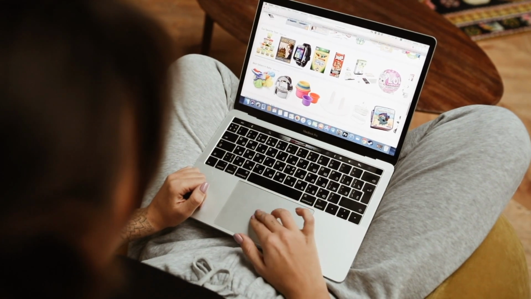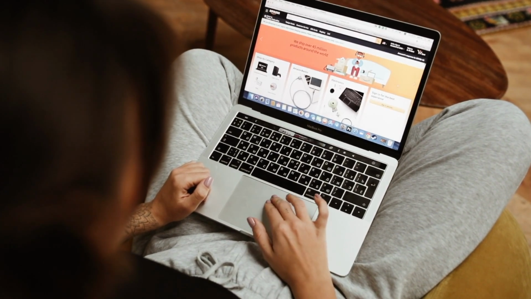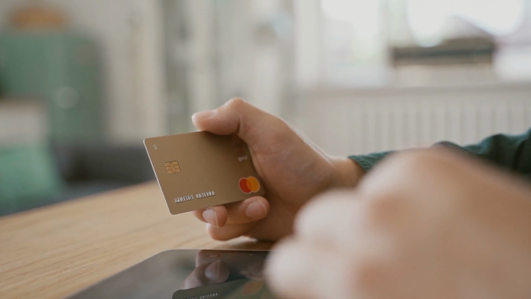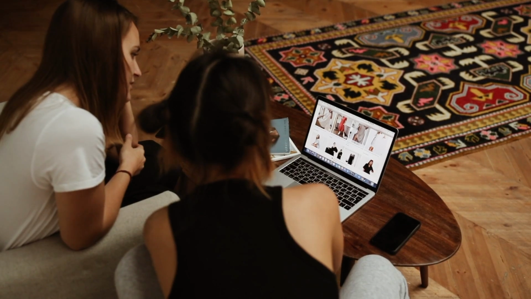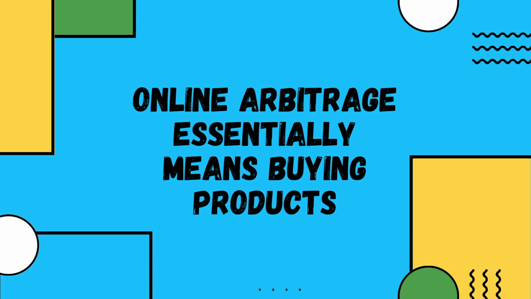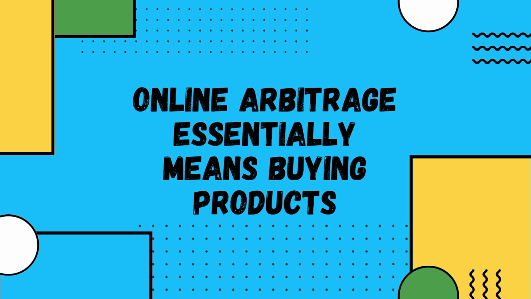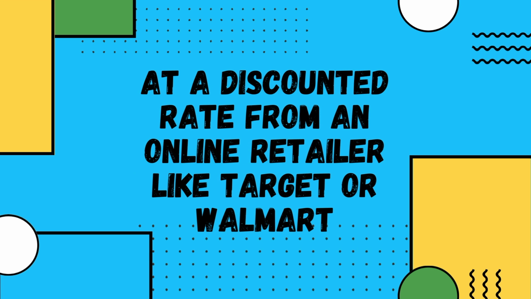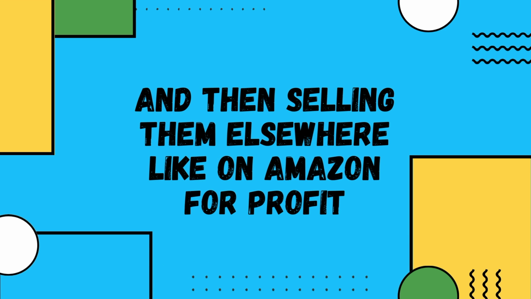With the incredible growth of e-commerce and the insane amount of online sales that you can make in this day and age, now is a great time to get into online arbitrage. Online arbitrage essentially means buying products at a discounted rate from an online retailer like Target or Walmart, and then selling them elsewhere, like on Amazon, for profit.